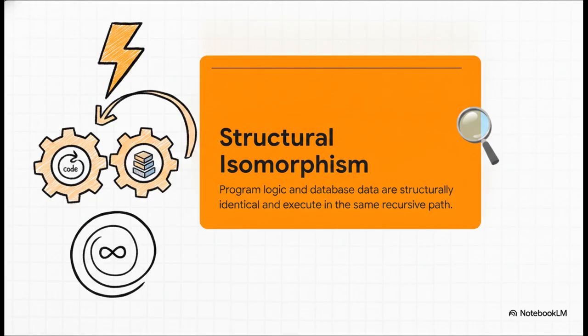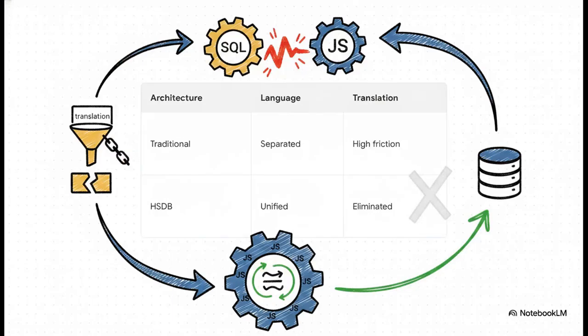And because they're the same, they are capable of executing in the exact same recursive path. This entirely resolves that impedance mismatch we just talked about by merging the application and database layers into one single self-evolving runtime kernel. So how does this actually work in practice?